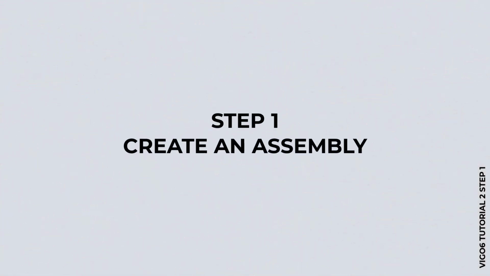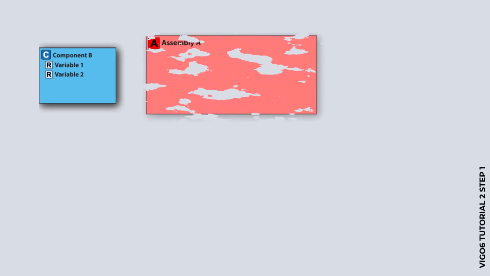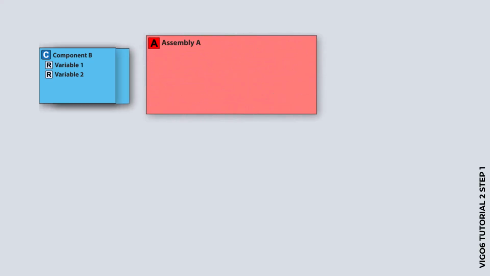Step 1. Create an assembly. In VIGO6, an assembly is a group of components and other assemblies. Components and assemblies in the group are instances within the group.